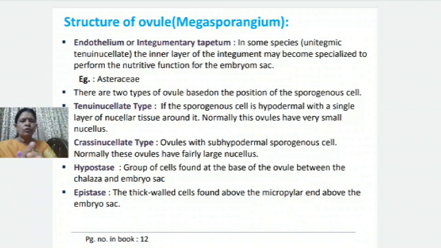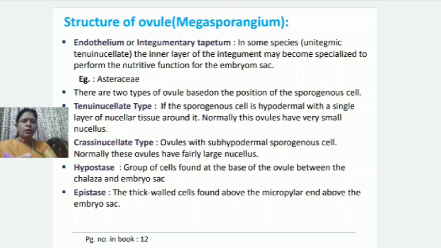This may be a 2-mark question. What is endothelium or integumentary tapetum? You have to write the example as Asteraceae. Then, based upon the position of the sporogenous cell, there are two different types of ovule. One is tenuinucellate, another one is crassinucellate. If the sporogenous cell is hypodermal with a single layer of nucellar tissue around it, and they have a small amount of nucellus, this is called tenuinucellate. If they have a large amount of nucellus, it is crassinucellate, with subhypodermal sporogenous cells.